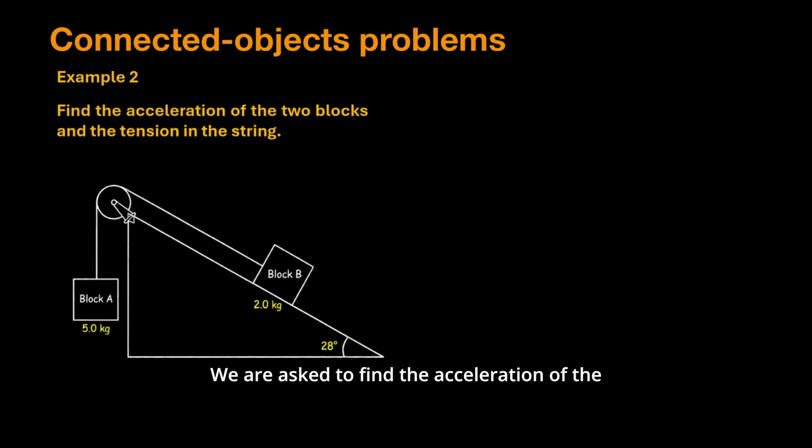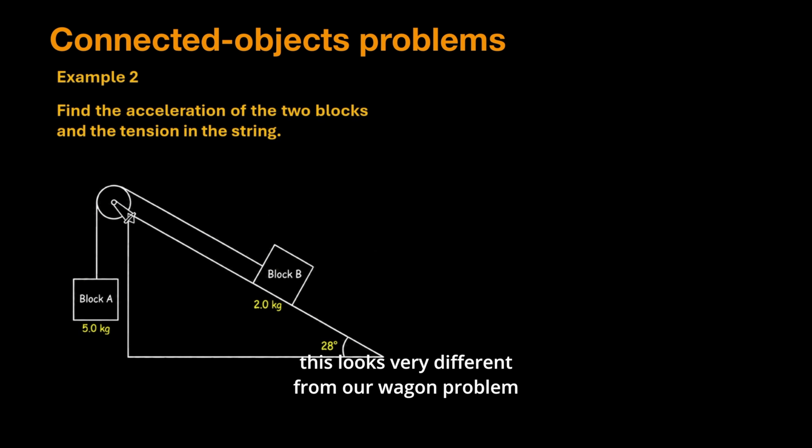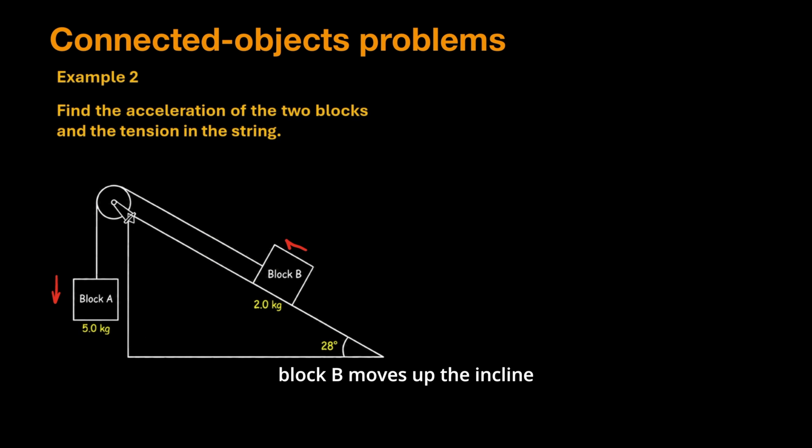We are asked to find the acceleration of the two blocks and the tension in the string. At first, this looks very different from our wagon problem. If block A moves down, block B moves up the incline. And if block A moves up, block B moves down the incline. So clearly, the two blocks are not moving in the same direction, but their motion is still linked by the string. If A moves a certain distance, B moves the same distance along the incline.